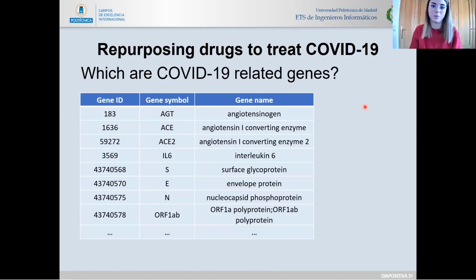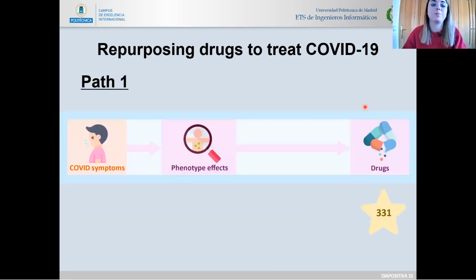Okay, so from one side we have the symptoms, and on the other side we have the genes. From the symptoms, what we can search are the phenotype effects that, as I was telling you, are the indications related to the drugs. All this information is coming from public sources. I'm not going to enter, but we have it all structured in a relational database, as Alejandro was saying.